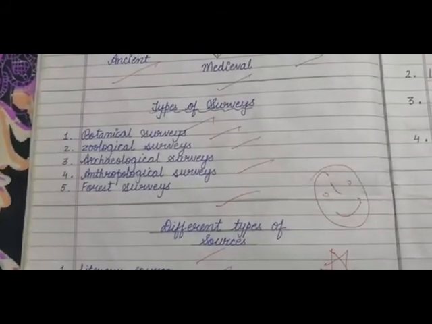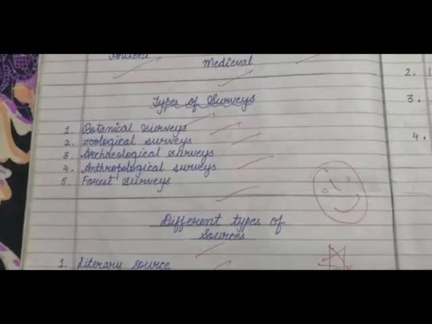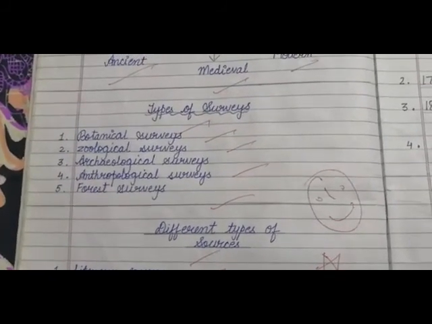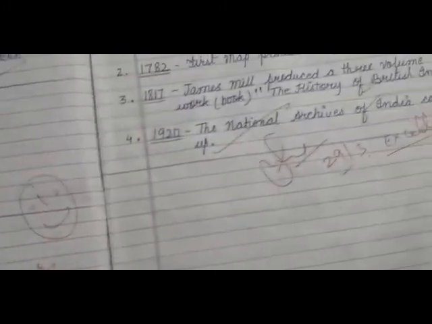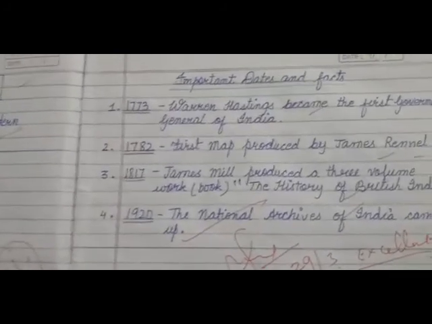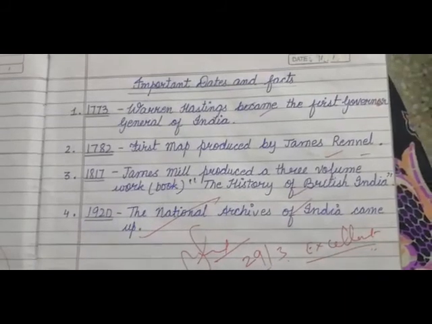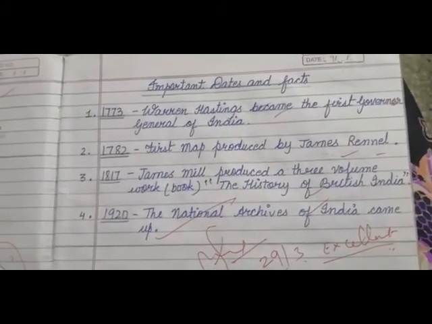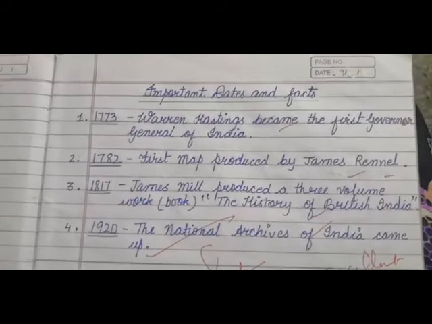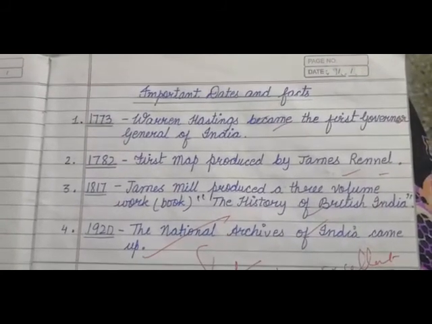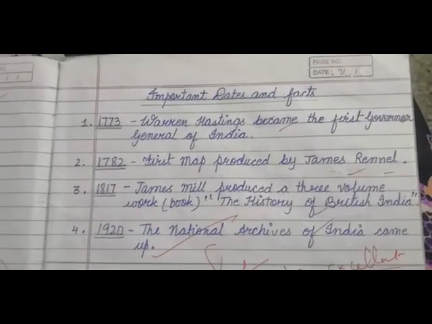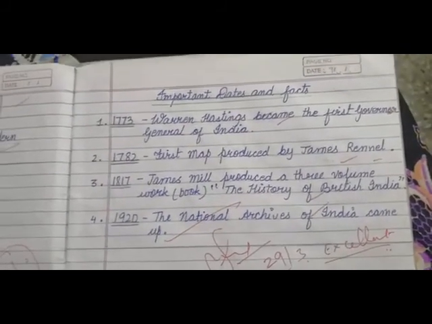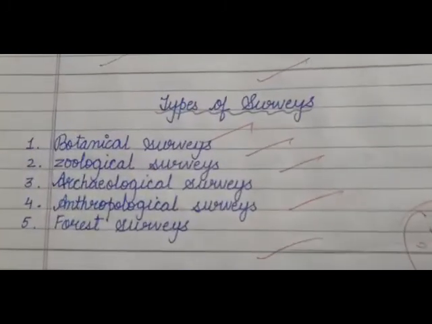This is the types of survey. It is written in the book also. Please remember to write the proper spellings. Different types of sources, and then important dates and facts. So this much is today's work. Dates 1773, 1782, 1817, 1920 are given in the book. Please write the correct spelling of all these surveys I am telling you.